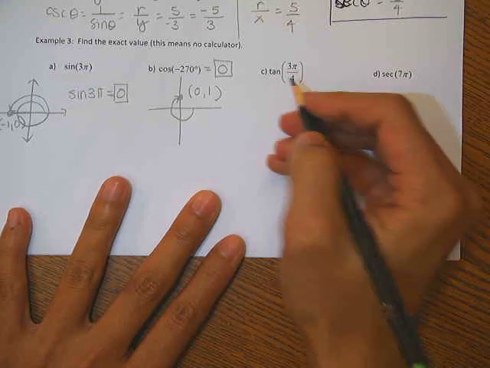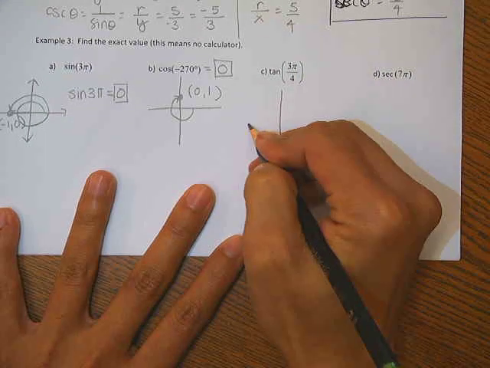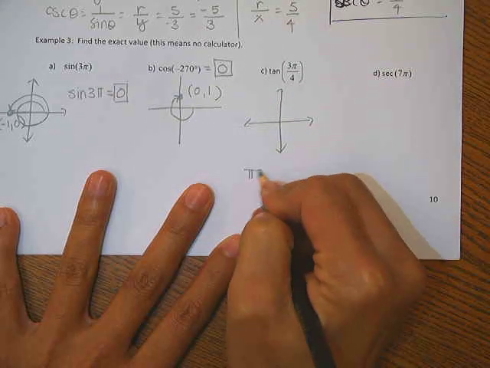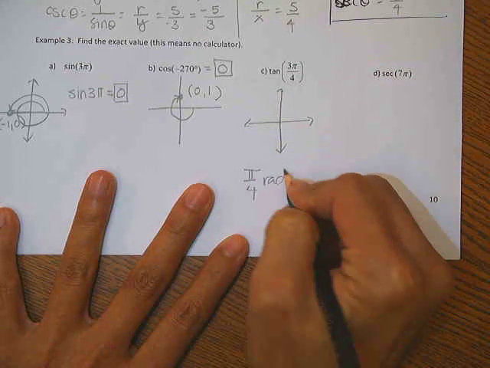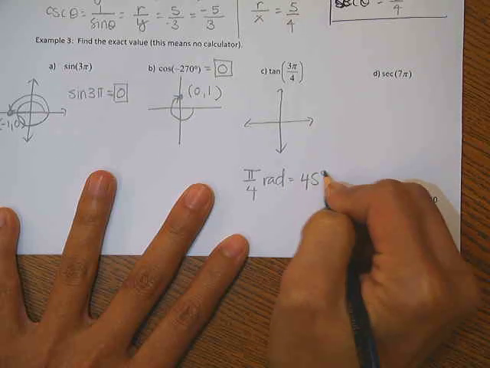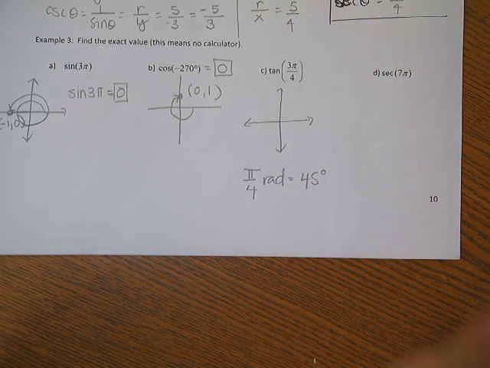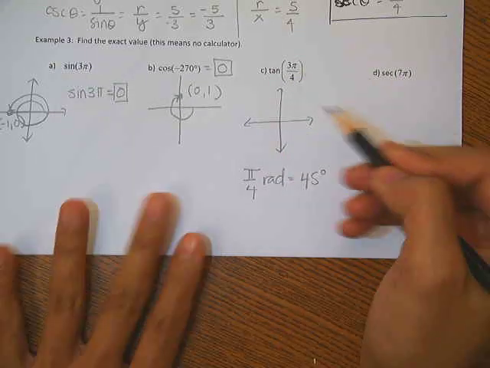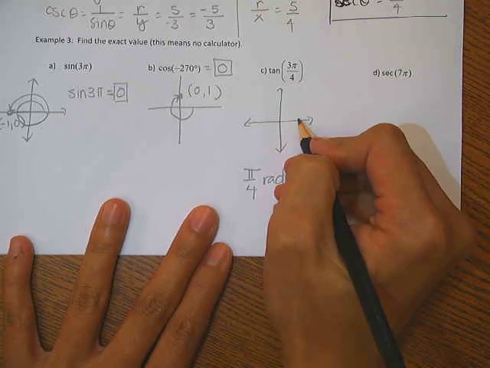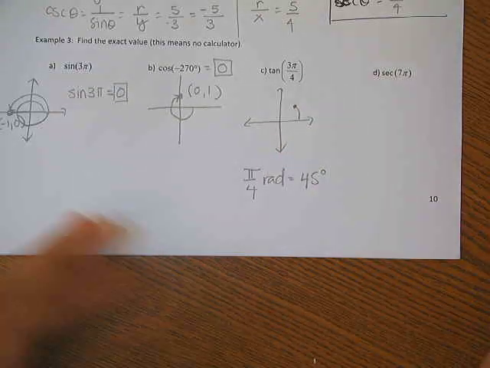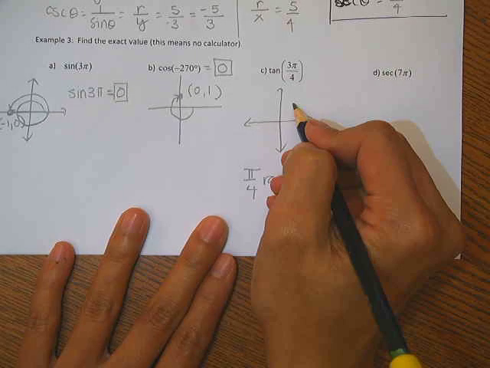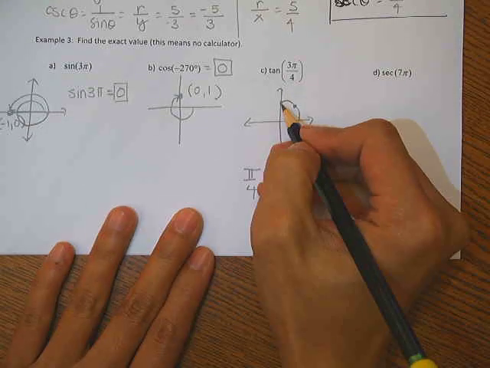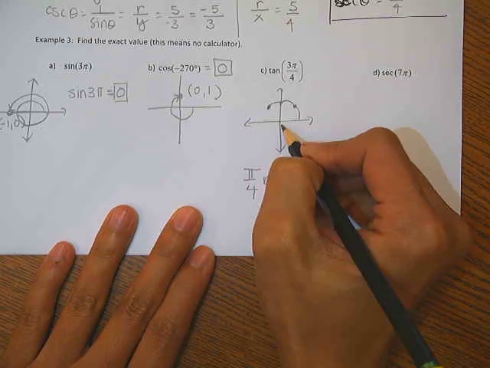Tangent of 3 pi over 4 radians, again, sketch it out. You need to know that pi over 4 radians is 45 degrees. So if I have 3 pi over 4, that's like 3 times pi over 4. So here's 1 pi over 4, which is 45 degrees. Here's another pi over 4, which is another 45 degrees. I have 3 of those. So here is my third.